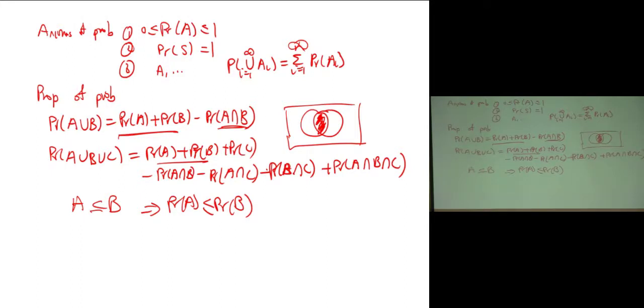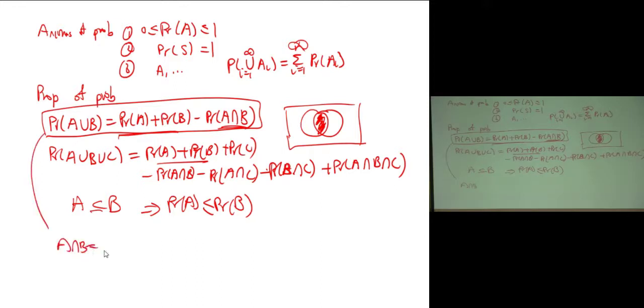So this formula is true in general, but in a special case, when A intersect B equals the empty set, we call it mutually exclusive events. Then in that case, the probability of the union event is equal to the probability of A plus the probability of B. So you can use that.